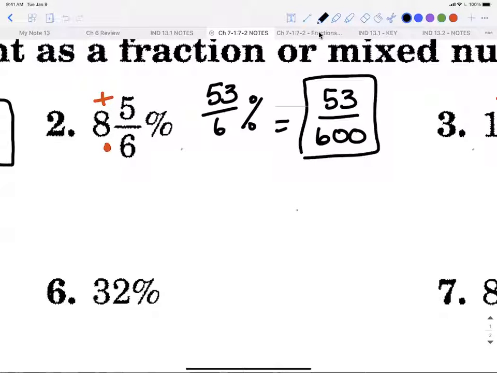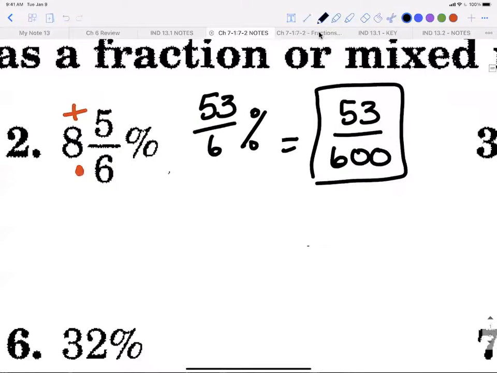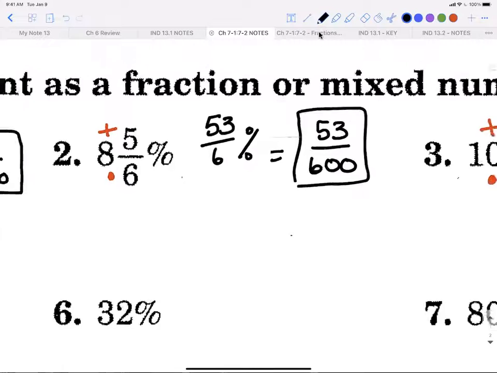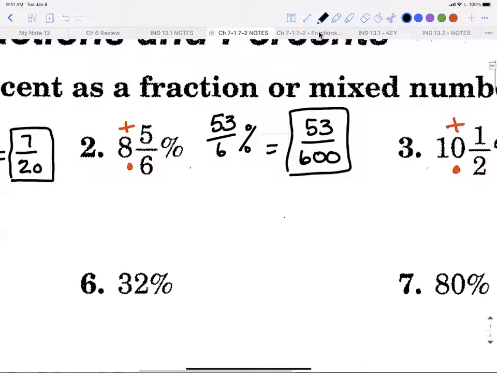Yes? How does that work? Like, why does it work? Because if you want something to be a percentage, so technically we want to keep it as a fraction. I'm trying to think of what's the easiest way to explain it. So if we did 53 over 6, and that's a percent, really what percent means is over 100.